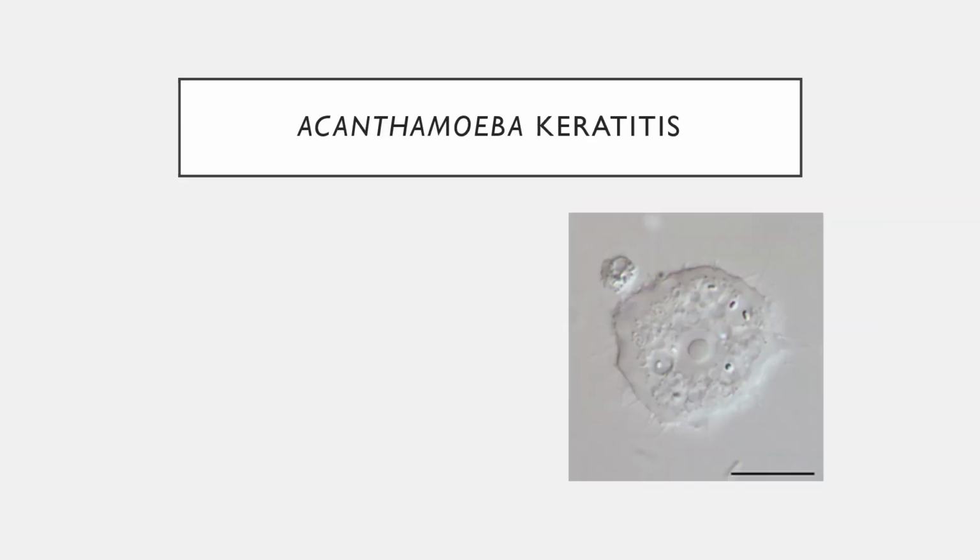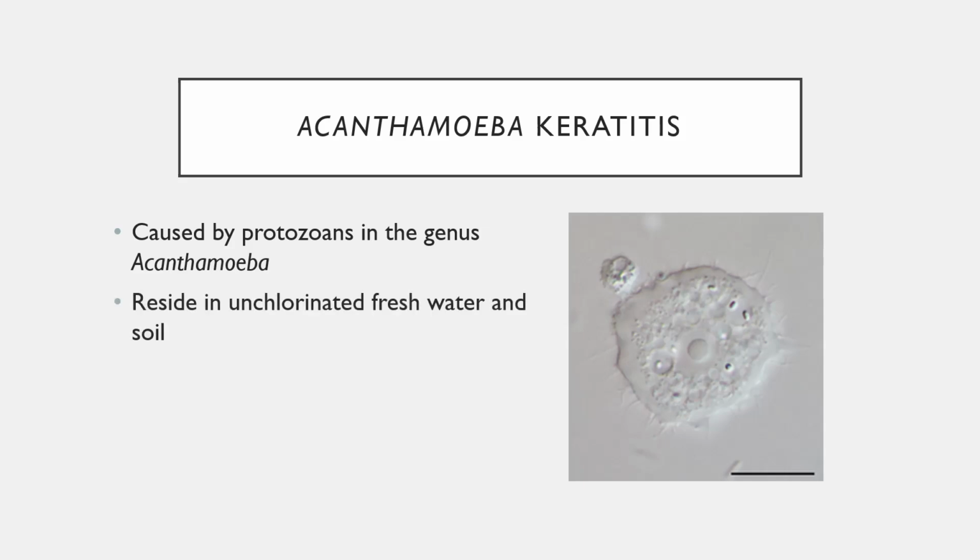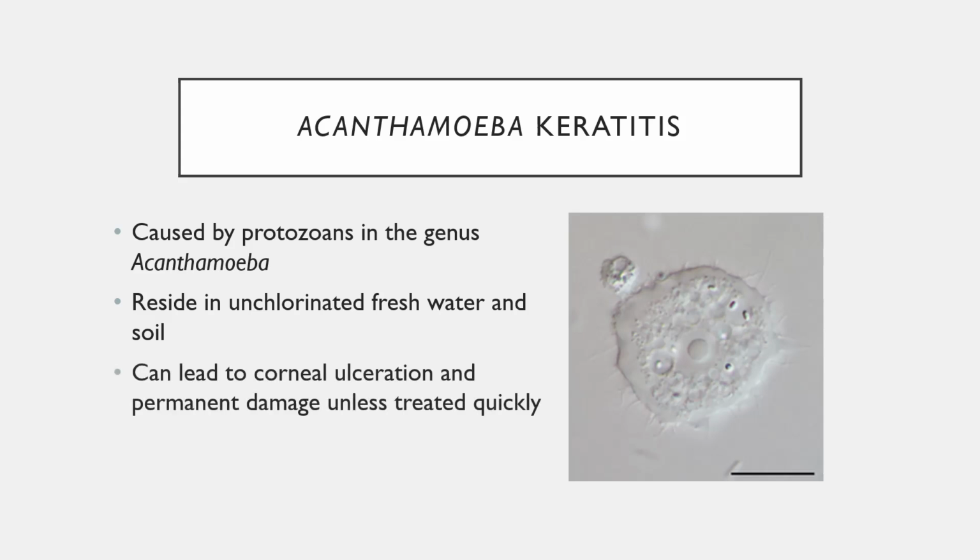Next, we have a protozoan infection. Acanthamoeba keratitis is caused by protozoans in the genus Acanthamoeba, of which you can see one example right here. They reside in unchlorinated freshwater as well as in the soil, and they can lead to corneal ulceration and permanent damage unless they are treated quickly.